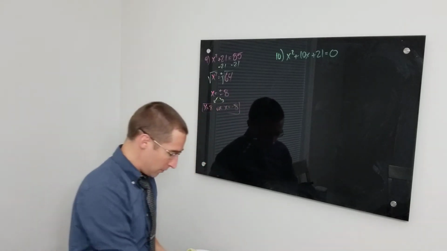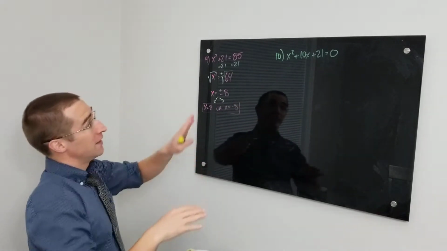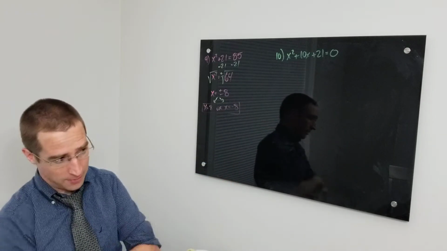Wonderful. Cool. So let's look at problem 10. Problem 10 has an x squared plus a 10x plus a 21 equals 0.